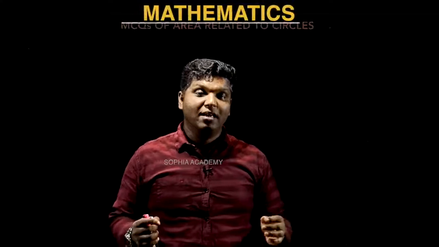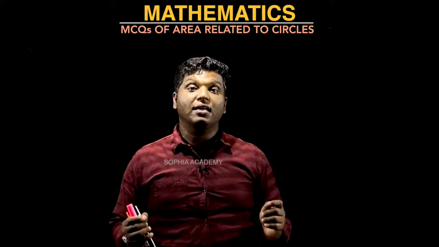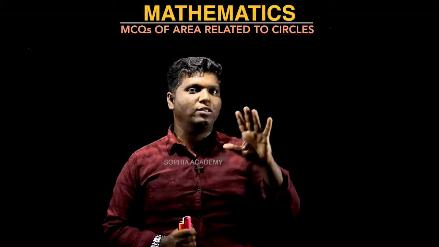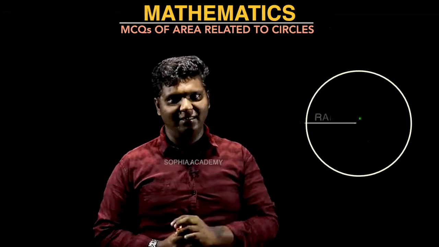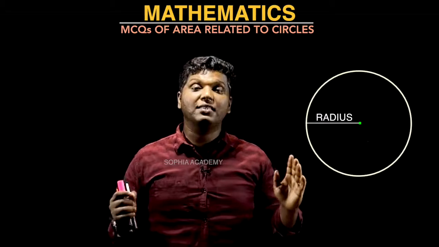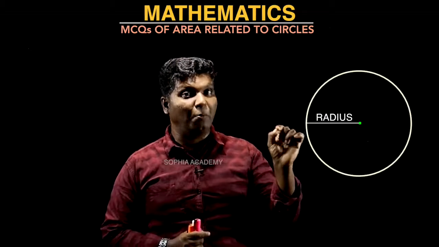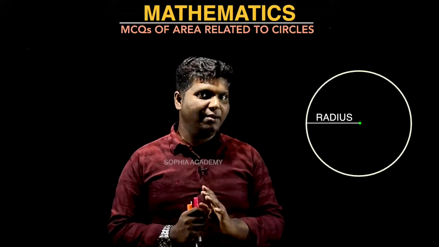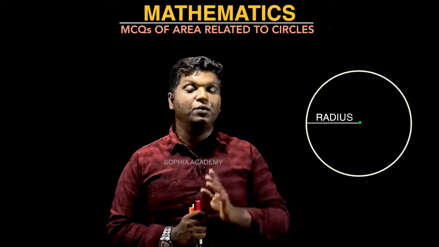So dear students, regarding circles we already have studied in our previous classes. We know what a circle is, and the only dimension required to draw a circle is a single dimension, and that is its radius. That means if a radius is given and you have a center point, definitely you can draw any circle, right? That's the thing which we already know.